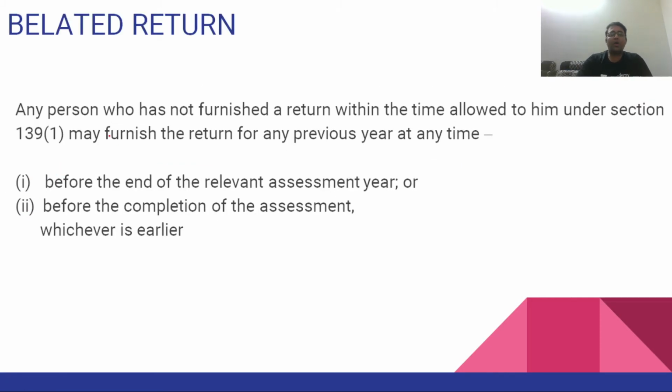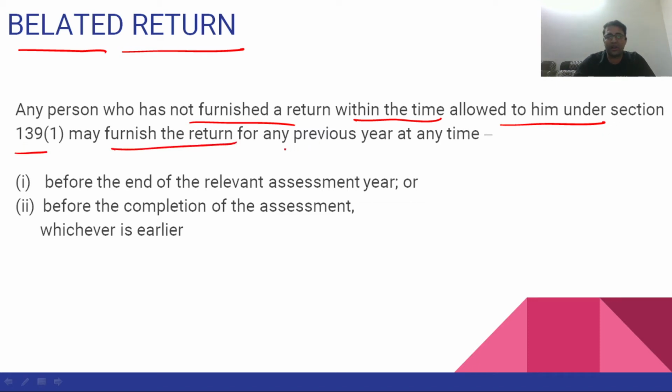Okay, now we talk about a belated return. Previously we spoke about section 139(1), which is a normal return, filed within the normal period of time. Any person who has not furnished a return within the time allowed to him under section 139(1) may furnish the return for any previous year at any time. That is, if you do not file the return by the due date as per section 139(1), that is 30th September, 30th November, or 31st July, then you still have an opportunity to file the return.